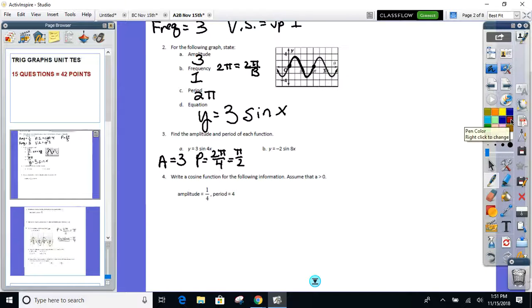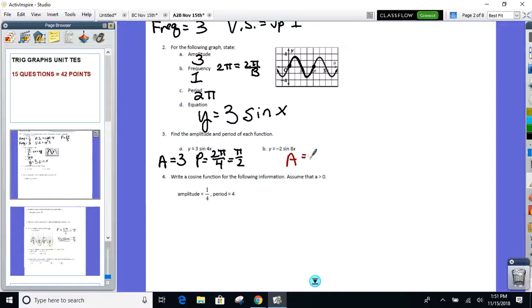Ooh, and then you got a part B here. Amplitude for part B: positive 2. Positive 2, everybody. And then period's going to be 2 pi divided by 8. If you want to reduce it to pi over 4, you can. Nice job. How tough was that?